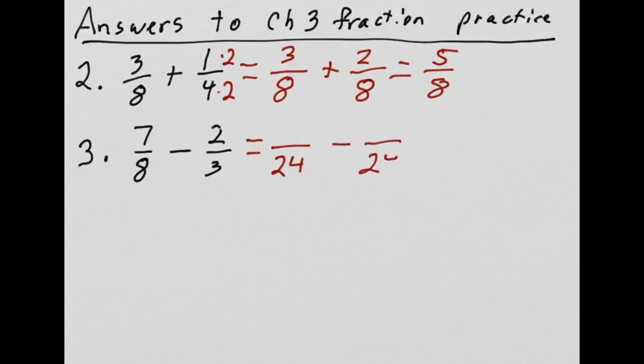And this time I'm going to have to change both fractions. So 8 times 3 will give me 24. So I'm going to multiply the numerator by 3 also. That will give me 21. Here I'll multiply 3 by 8 on the second one and 2 by 8 to get 16. And then when I subtract, 21 minus 16 will give me 5/24.